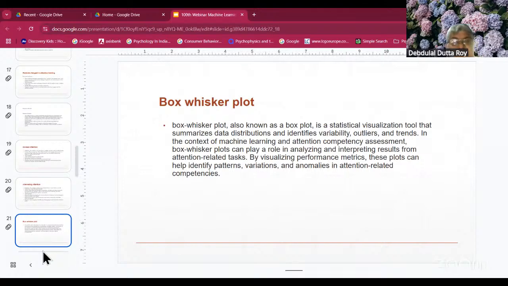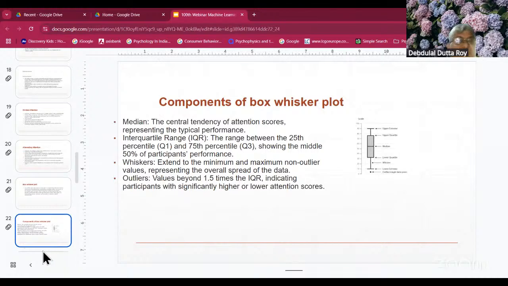I think you know the box whisker plot. If you do not know, then I am telling you, there are four major components of the box whisker plot through which you can understand the pattern of the data collected by the machine. Median: the central tendency or attention score, representing the typical performance. So instead of the mean, it gives importance to the median, because the median is a robust statistic.